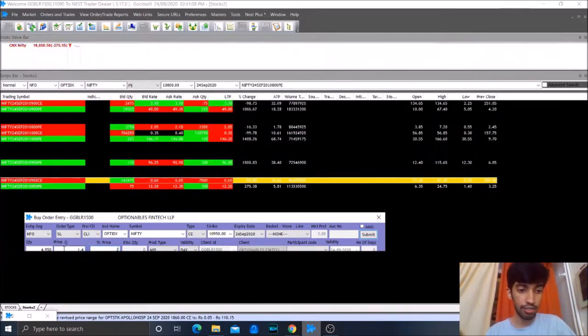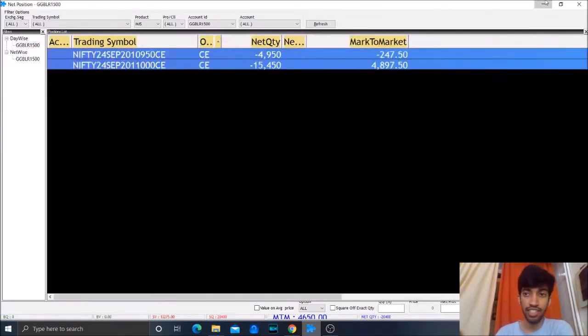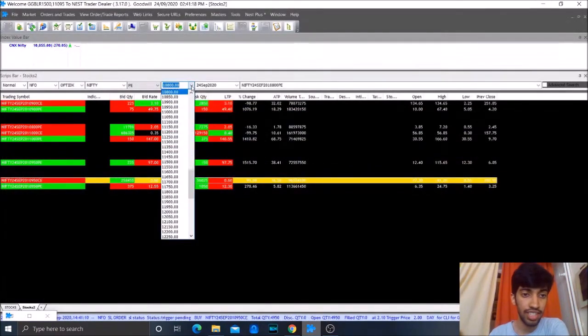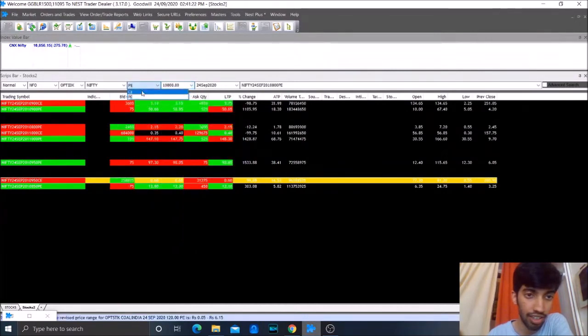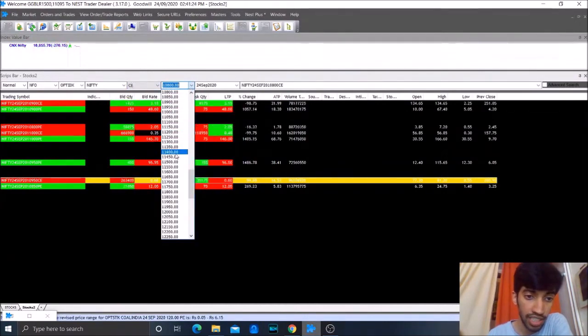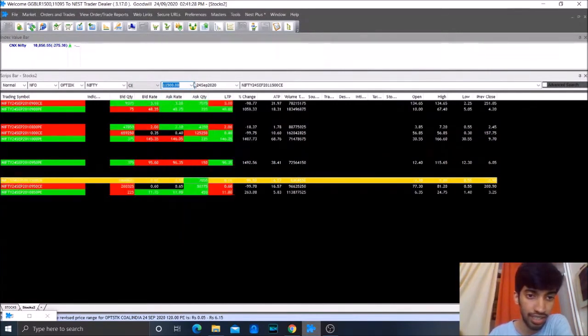I'll place it at 2.1 and 2. Okay, done. So the stop loss has been placed at 2, and we have 2 shorts here, and what I'll be doing now is, for hedge I'll be buying a far away call option for hedge, which will be giving me margin benefit. So if I go to 11,500, okay, that's too far.